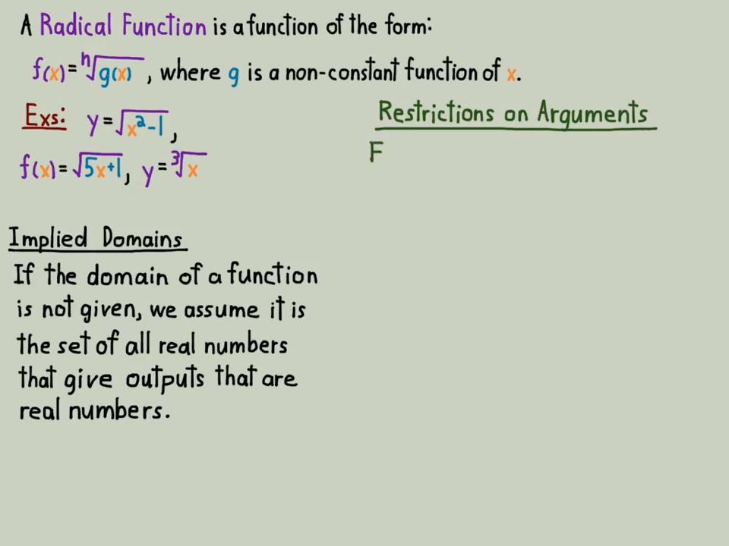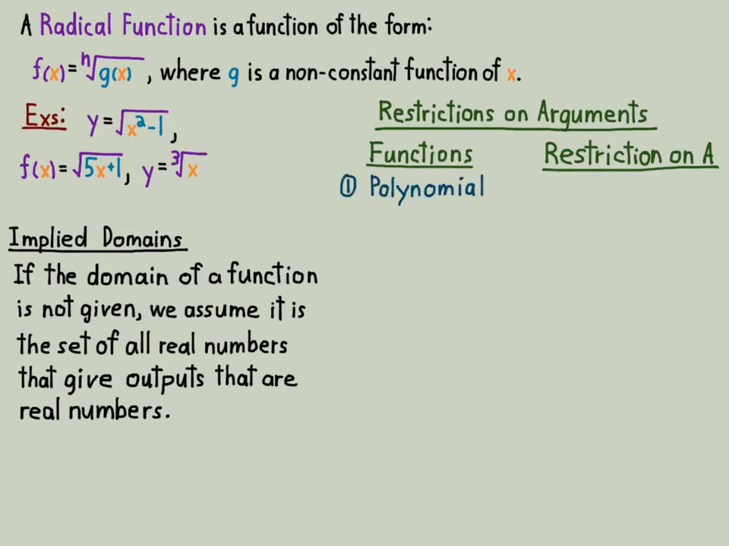So before I had these restrictions on arguments, way back when, and I just listed them, and so we're just going to add a couple more here to this list. So the first one we had was polynomials, no restrictions on A. A is the argument. That's the radicand, the thing inside the radical sign, the g of x in this case. That's the argument of the radical, also called the radicand, in the case of radicals, anyway. So polynomials, there's no restrictions on the argument.